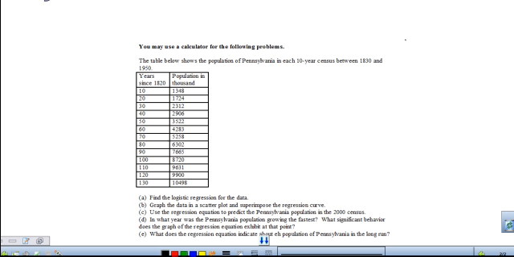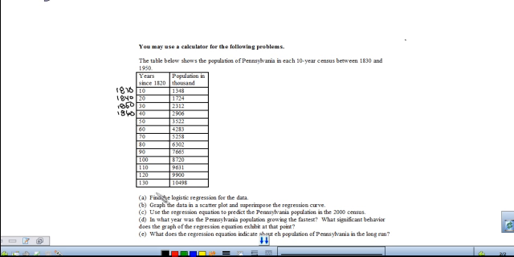The next problem says the table below shows the population of Pennsylvania year census between 1830 and 1950. So if you look at the table, since this is years since 1820, that means that this is 1830, 1840, 1850, 1860, and so on.